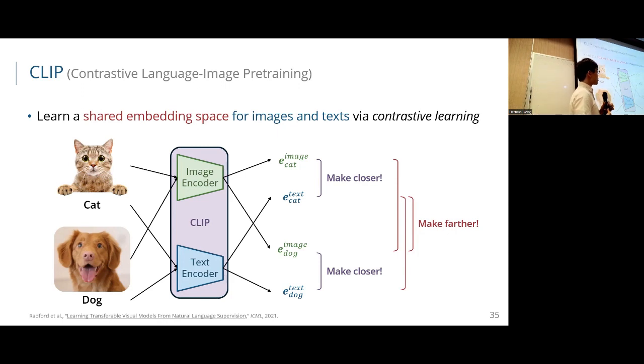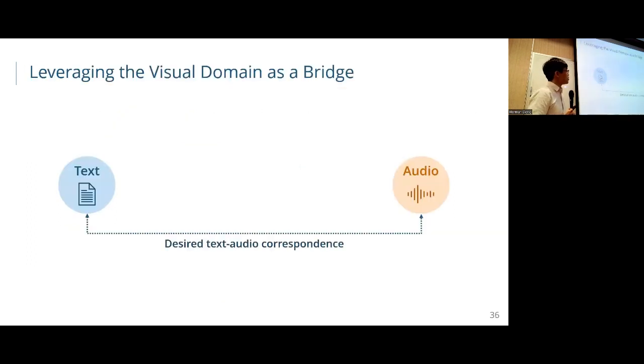Cool. So basically, once we have CLIP, we have a shared embedding space for image and text. How can this be useful? As we talked about, we want to do text query sound separation. So the ultimate correspondence that we want to learn is from text to audio. It's super hard to learn this because there are few text-audio pairs for training data. So in this work, we are basically using the visual domain as a bridge.